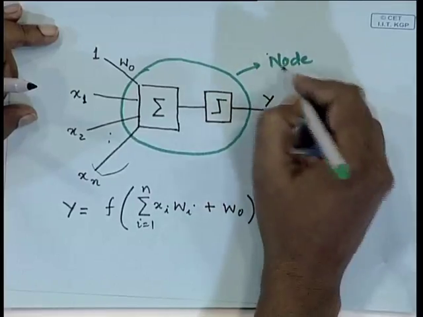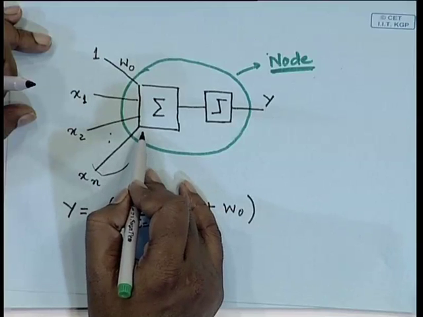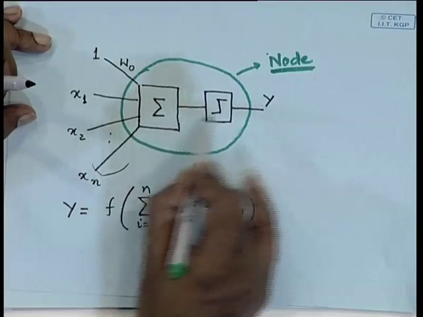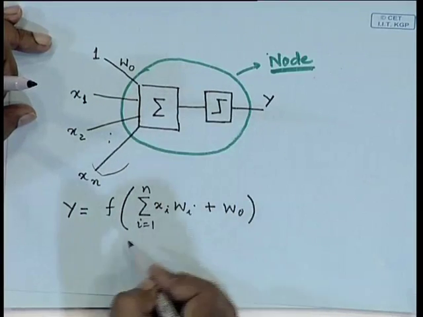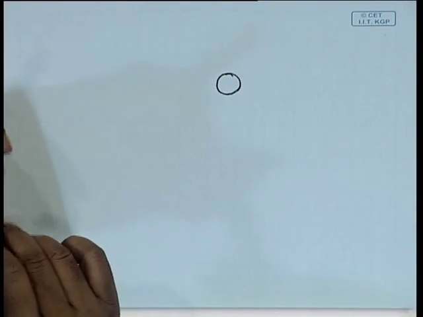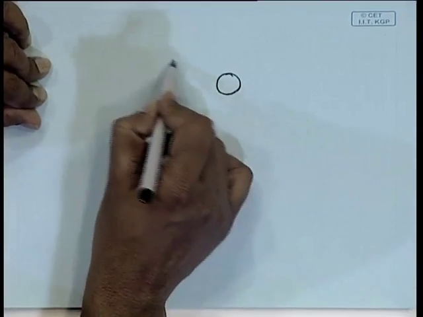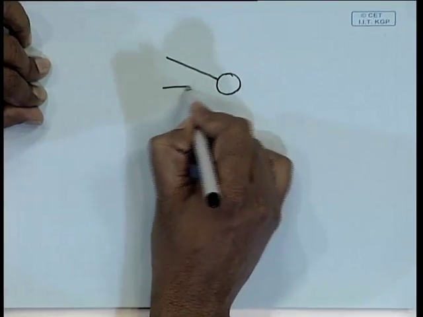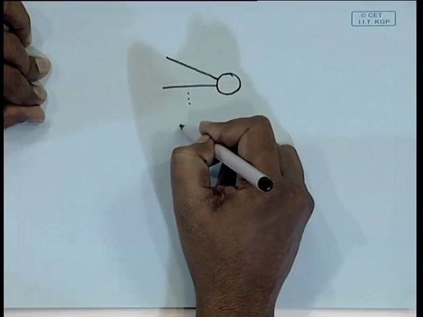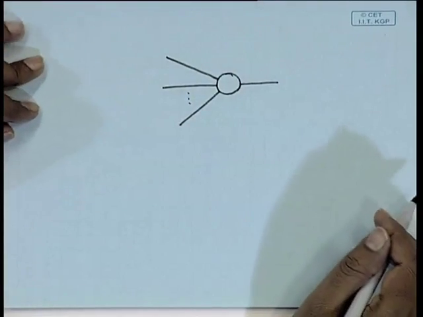So, when I say a node, the node includes both this adder which performs a weighted summation as well as this nonlinear unit. So, a node gives me this particular output for a given input. So, a single output single layer perceptron is a single node something like this, which has a number of inputs and one output.